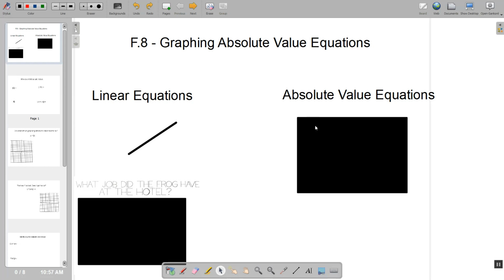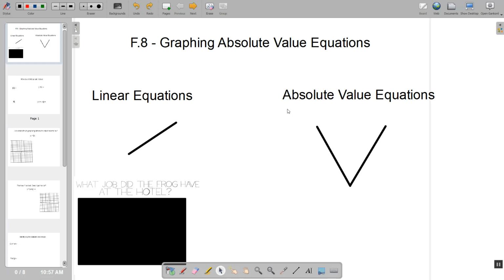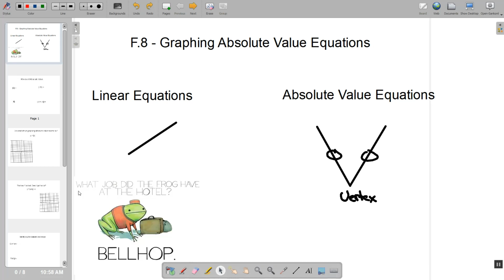Now, absolute value equations are a little bit different because they're going to create some type of V shape where we have what we call the vertex, and then it's going to be mirroring itself in opposite directions. So frequently, this value and this value are going to be the same by the nature of what an absolute value equation or absolute value function is.